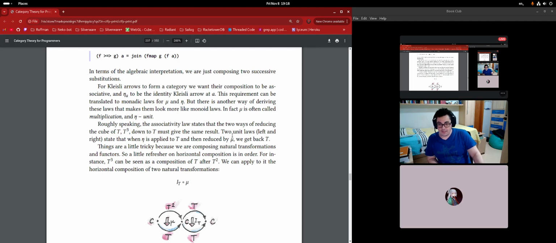Roughly speaking, the associativity law states that there are two ways of reducing the cube of T. So if you have T composed with T, like a series of composing the functors, reducing down to T, it must give the same result, which makes sense. It's associativity, right? Essentially, yes. The two unit laws, left and right, state that if eta is applied to T and then reduced by mu, we get back to T. So what does this mean?